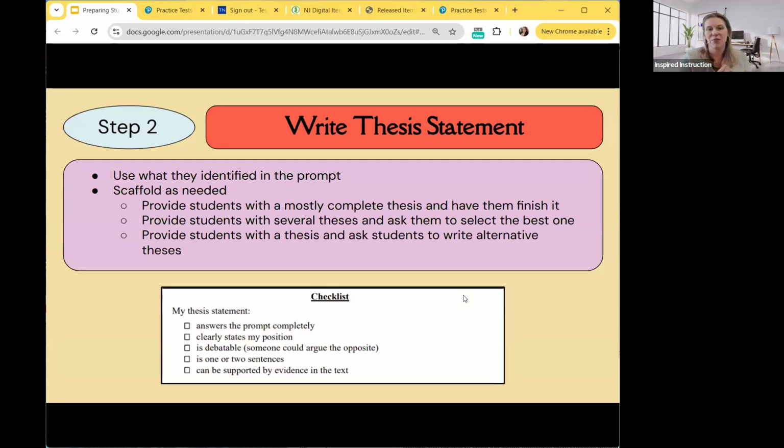And then I always like to give my kids checklists for everything, because I do think it's helpful for my visual kids, especially. Okay, did my thesis do all of these things? And that's how I know that it's appropriate. And again, this is something that I always modeled as a whole class for the first couple of months of school before I let them go off on their own. And the checklist was definitely an anchor chart that I had up on my wall at all times.